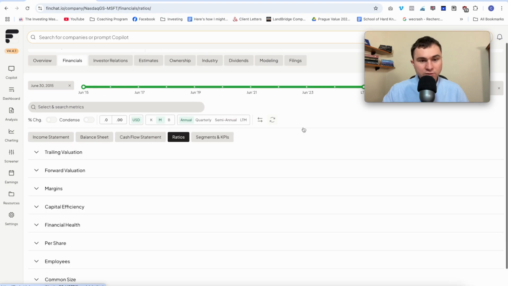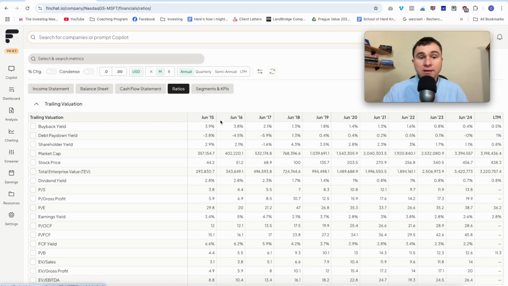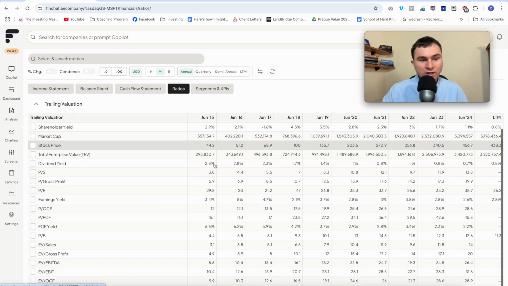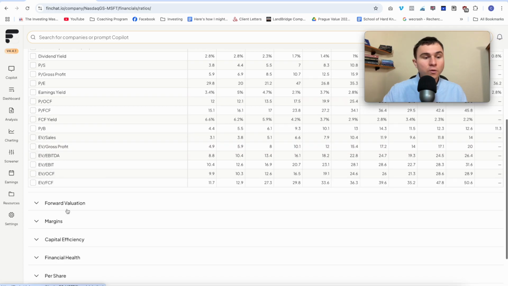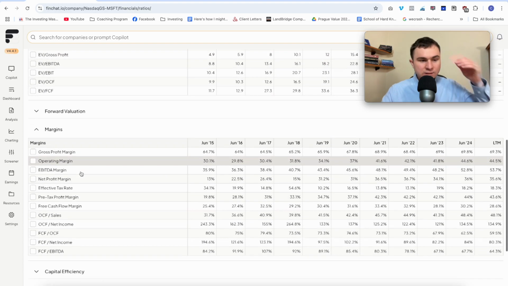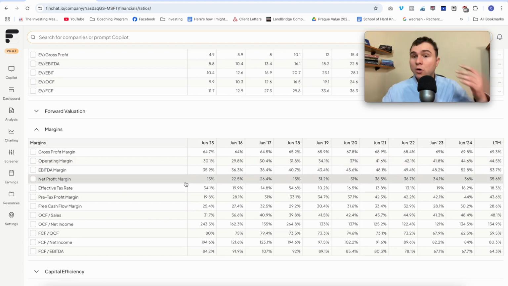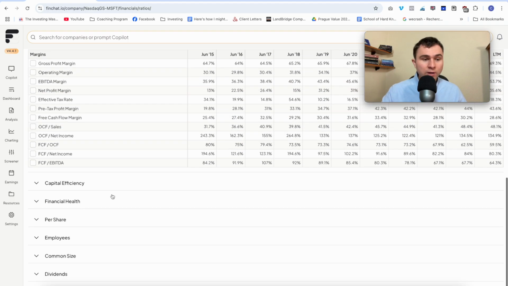Ratios, this is very good. You will have the buyback yield, something you have to calculate, the market cap, the stock price, price to sales over time, PE ratio over time, earnings yield over time, the forward valuation, the margins, all the evolution of everything on Finchat.